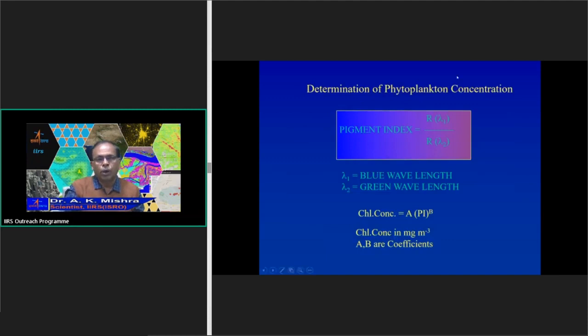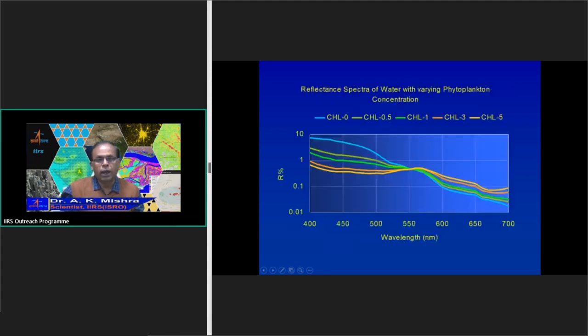To find out the concentration of phytoplankton in the water, we take the ratio of two channels, that is reflectance of blue channel and the reflectance of green channel. So when we are taking a ratio, we get the pigment index. Going back, you can see the reflectance is changing here with changing chlorophyll concentration, but the reflectance at 550 nanometer, though it is changing, is not as prominent as you are seeing in the blue end of the spectrum.